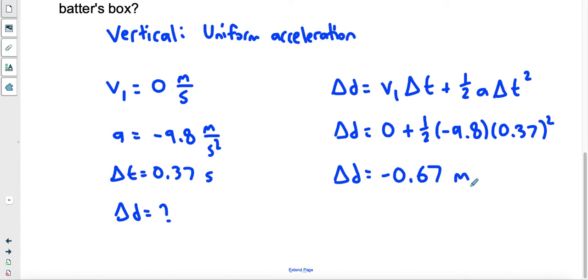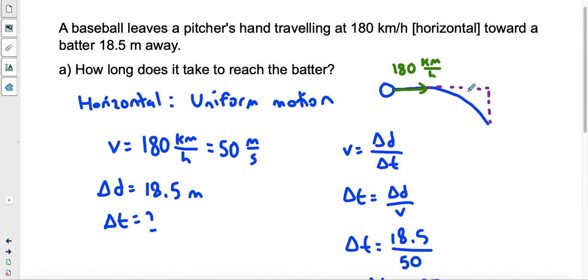So in summary, when you're looking at projectile motion, we want to consider both the horizontal and vertical components of our motion here. The horizontal component, the left or right component, will always experience uniform motion, whereas the vertical component, the up or down component, will always experience uniform acceleration.